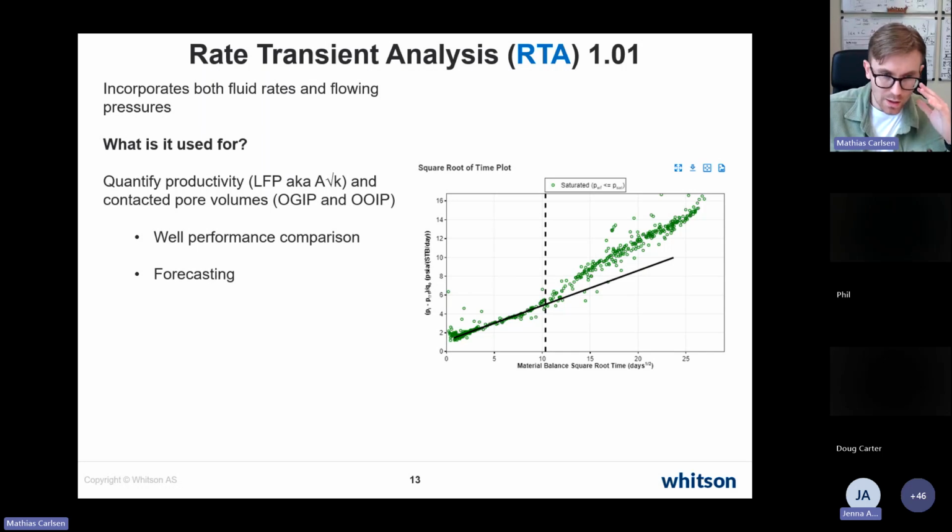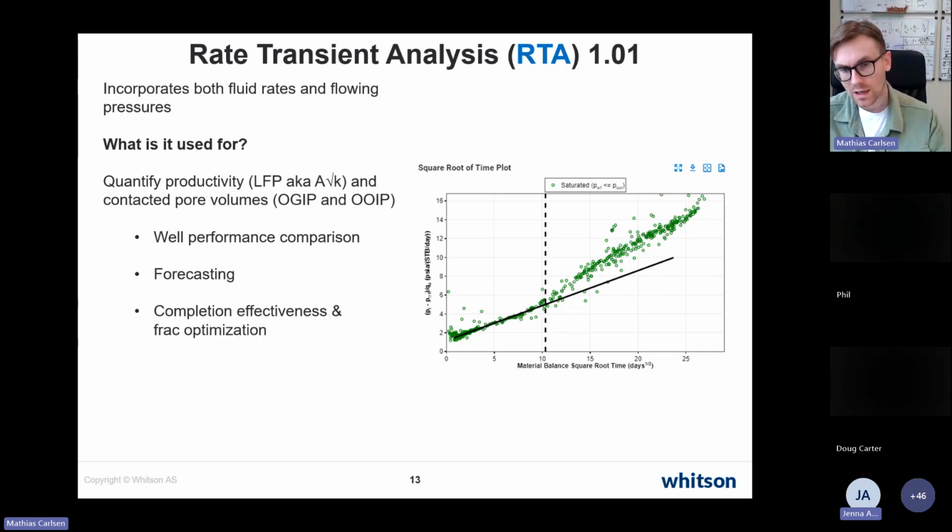It's also used extensively for completion effectiveness and frac optimization. So you do RTA activities on a lot of wells, and you try to correlate that with, for instance, different types of completion practices or even well spacing. It's also used for production optimization and drawdown management.